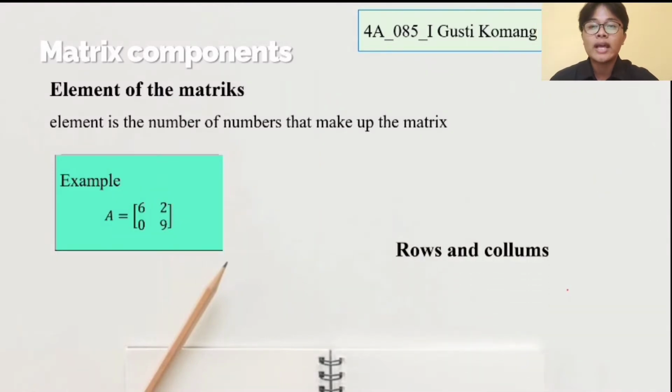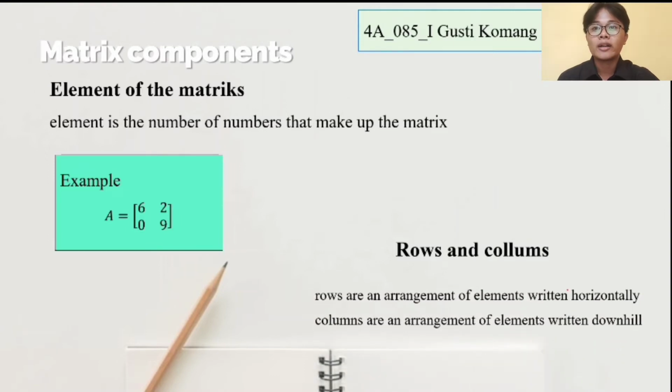Next are rows and columns. Rows are an arrangement of elements written horizontally. Columns are an arrangement of elements written downward, right? For example, in matrix A, row 1 is 6 and 2, row 2 is 0 and 9, while column 1 is 6 and 0, and column 2 is 2 and 9.